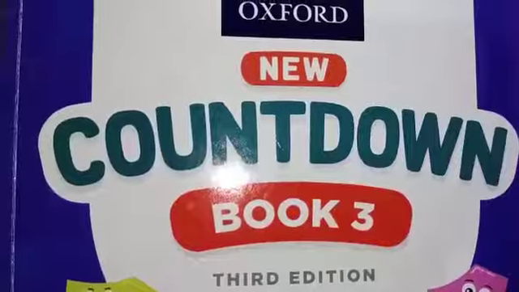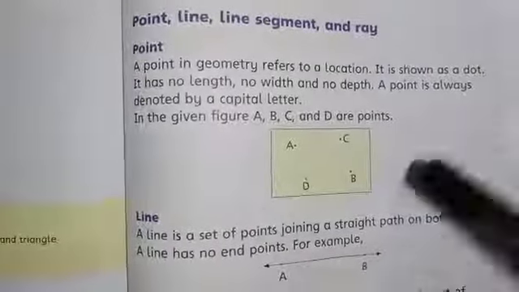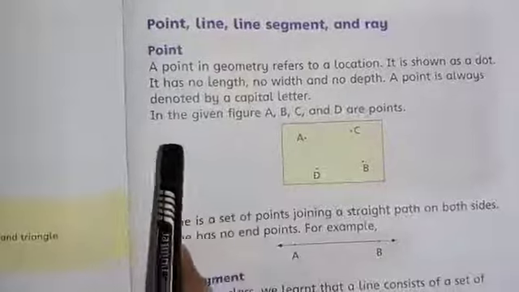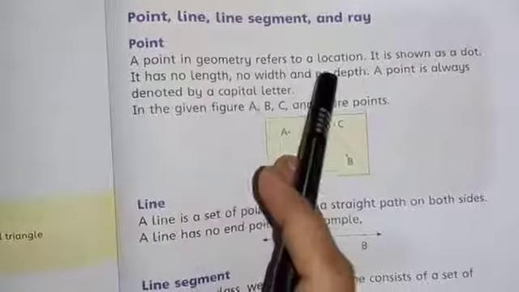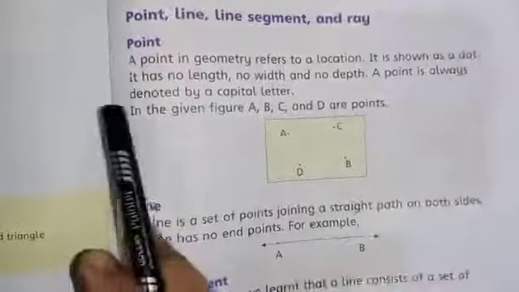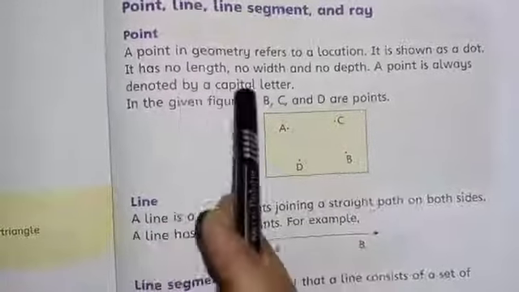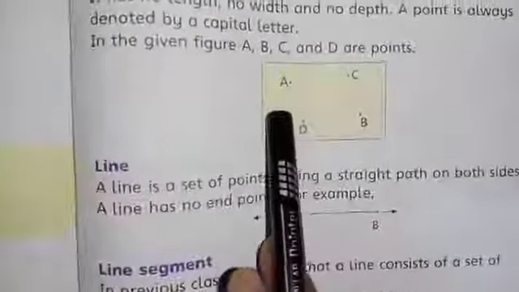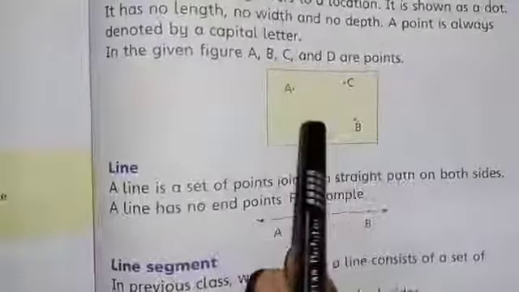Students, now open your countdown books. Open chapter number 7, geometry. Again, learn definitions. First, point. A point in geometry refers to a location. It is shown as a dot. It has no length, no width and no depth. A point is always denoted by a capital letter. Look at this. It's A, B, C and D. These all are points.